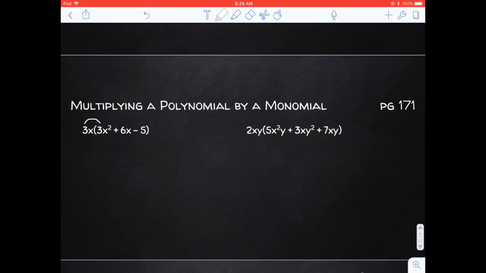If we just look at that first term, it's what we just did as far as multiplying two monomials together. And that's all we're going to do as we distribute. It ends up just being a monomial times a monomial once we've distributed. So we deal with the numbers. So 3 times 3 is 9. X times x squared is x cubed. Then we distribute to our second term. So 3 times 6 is 18. X times x is x squared. Then we distribute to our last term, and that is minus 15x.